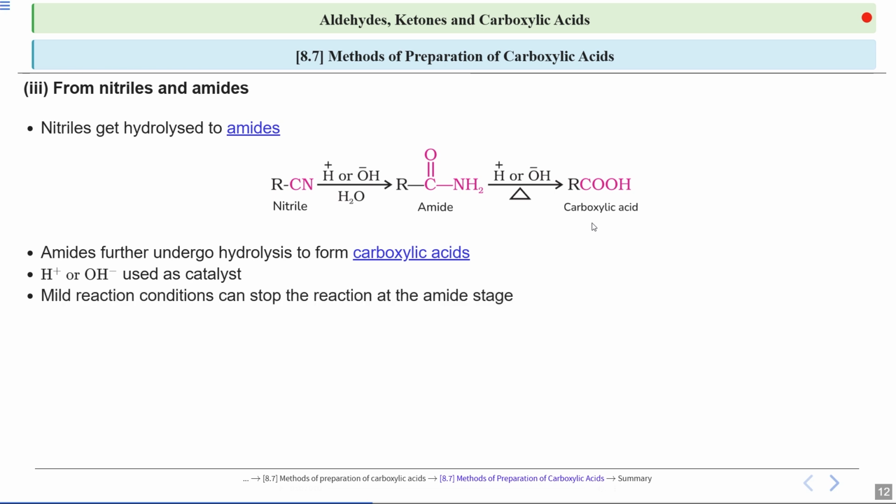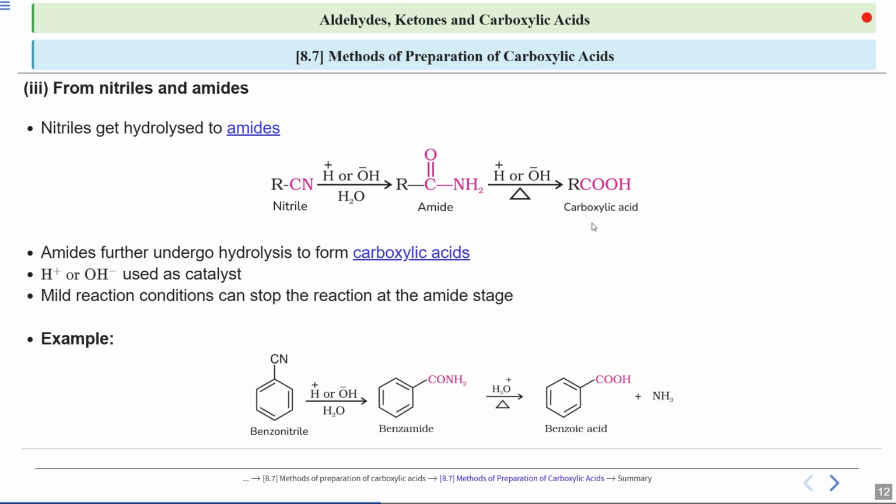Now if the reaction conditions are mild, then we can actually stop the reaction at the amide stage. This is useful if we specifically need amides for further chemical synthesis. So if you are taking milder conditions, the nitrile will be hydrolyzed to amide and the reaction will stop at this stage only. It won't be further hydrolyzed to give carboxylic acids.